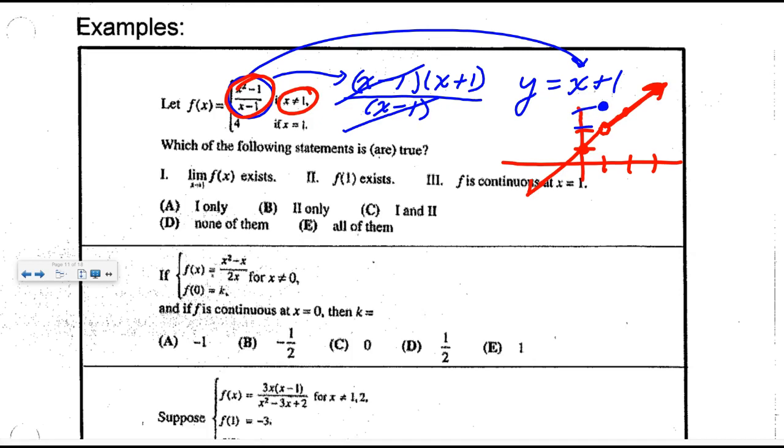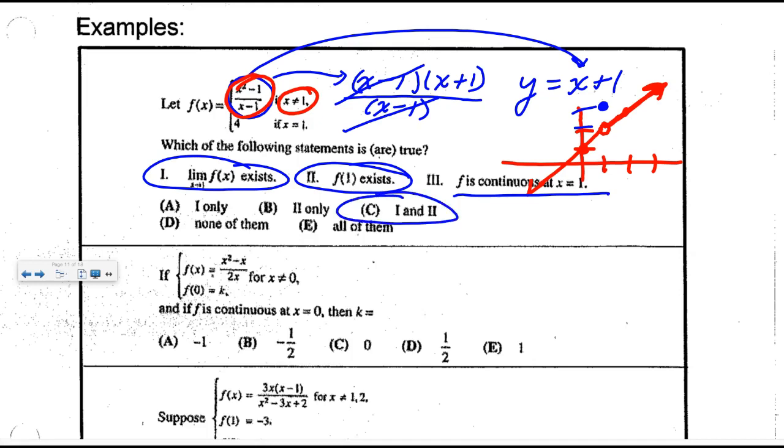It's up at 4. So let's go see. Does the limit exist? Yes, the limit's 2. I'm at 2. Does f of 1 exist? Yeah, f of 1 is 4. Are we continuous at 1? No, because we'd have to lift our pencil because we violate the third property that we wrote of continuity. So this would be C.